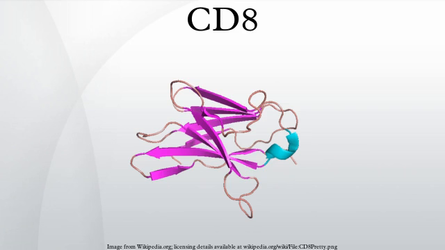CD8 is a transmembrane glycoprotein that serves as a co-receptor for the T-cell receptor. Like the TCR, CD8 binds to a major histocompatibility complex molecule, but is specific for the class I MHC protein. There are two isoforms of the protein, alpha and beta, each encoded by a different gene. In humans, both genes are located on chromosome 2 in position 2p12.